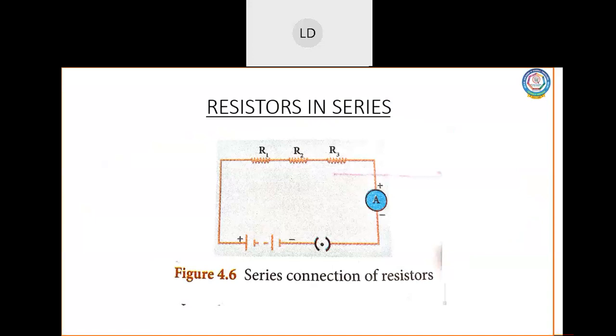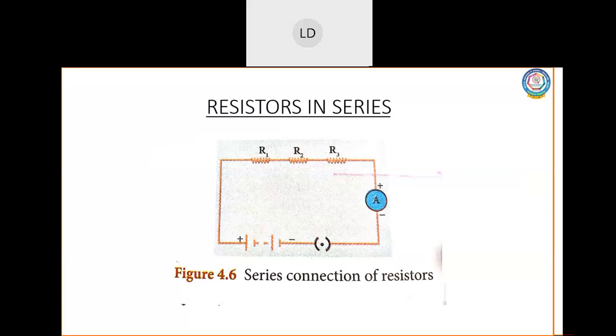There are two ways of combining these systems of resistors. One way is resistors connected in series, and the second way is resistors connected in parallel. When resistors are connected in series and parallel, we are going to discuss what the effective resistance will be in such conditions. So let us start with resistors connected in series.